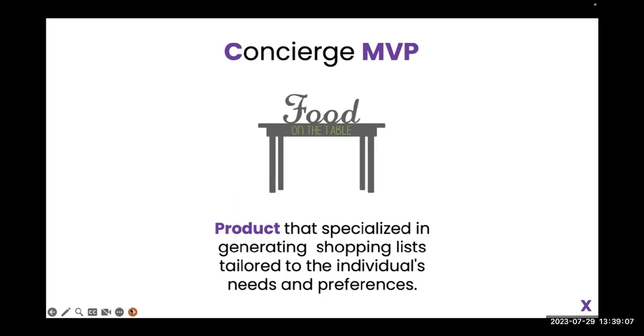Answer these quickly and we can quickly wrap up. The company's name is Food on the Table. It's a product that specializes in generating shopping lists tailored to the individual's needs and preferences.